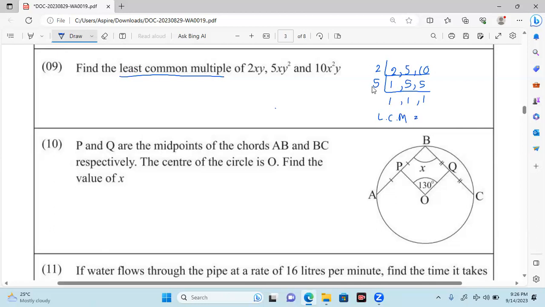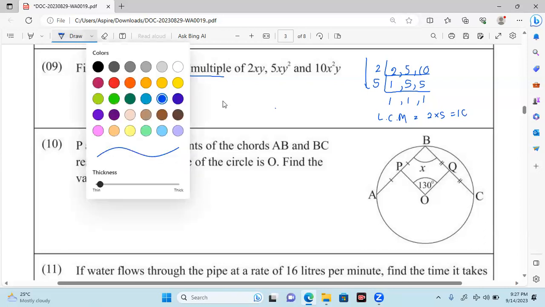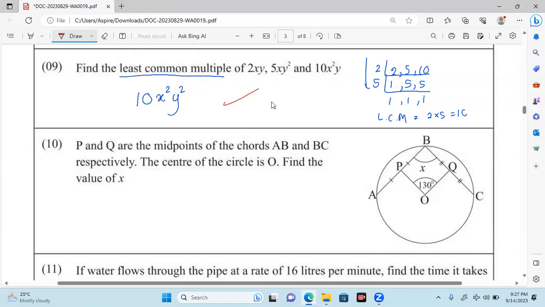We have to multiply these. Then 2 into 5 is 10. Okay, 10 is the least common multiple. After we write the number, we pick the highest power of each variable. The highest power of x is x squared, and the highest power of y is y squared. Then you are given 2 marks here. Okay, that is the way of obtaining the least common multiple easily.